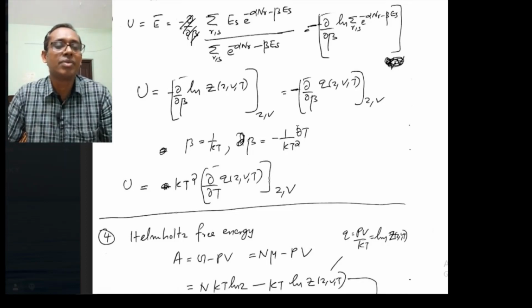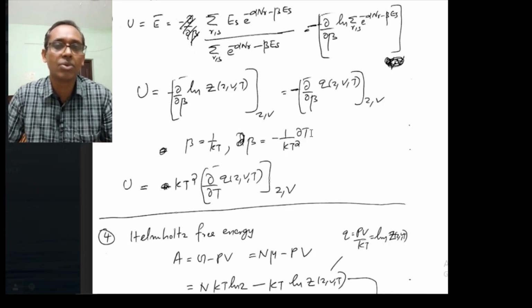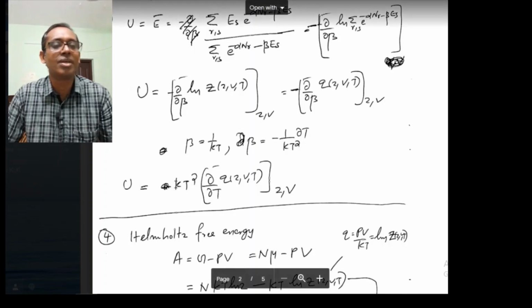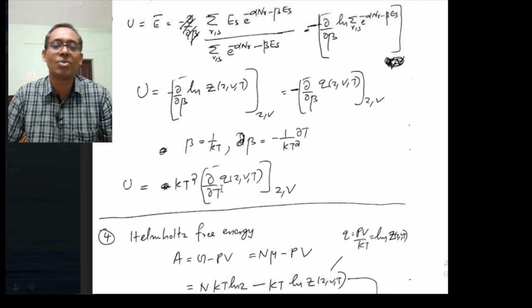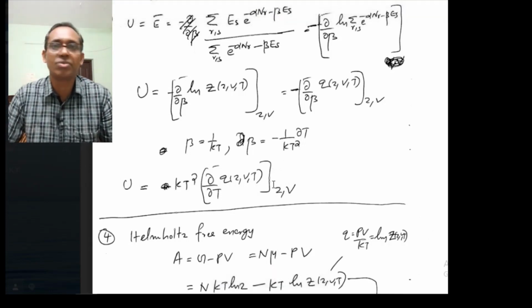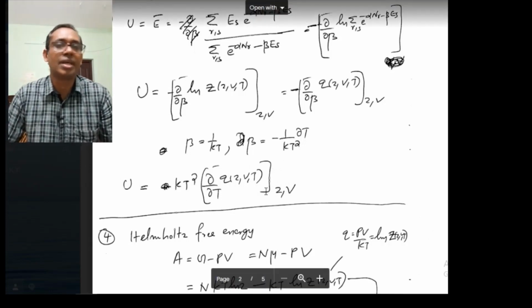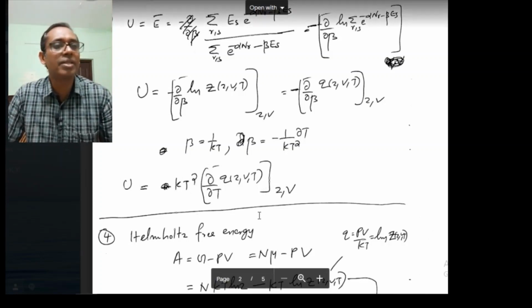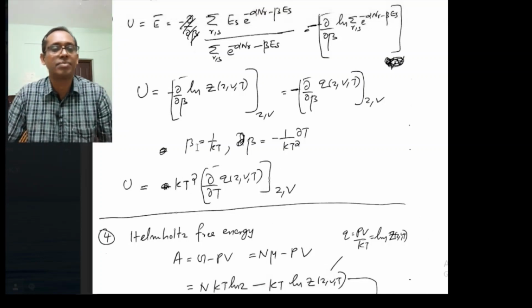Now this we are writing in another form. We know beta is 1 by kT, so dβ will be minus 1 by kT square dT. So U is equal to kT square dou by dou T of log Q(Z,V,T). So U is kT square dou by dou T of log Q. This is another form of obtaining the average energy.